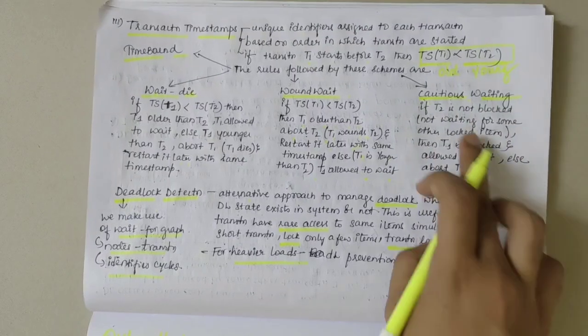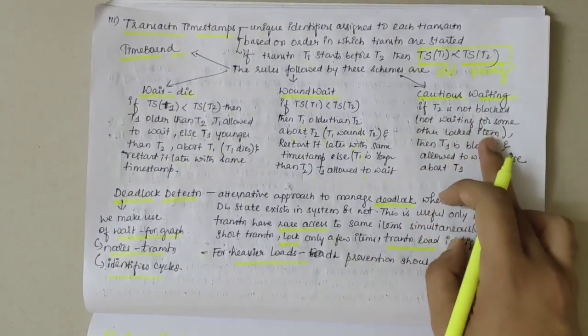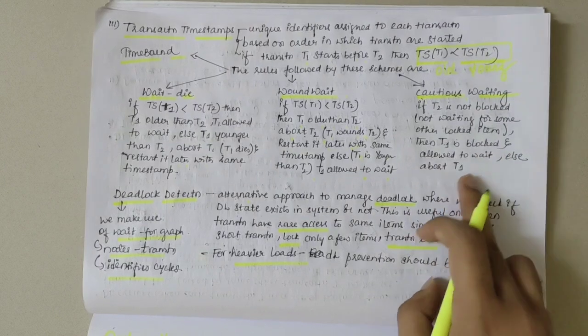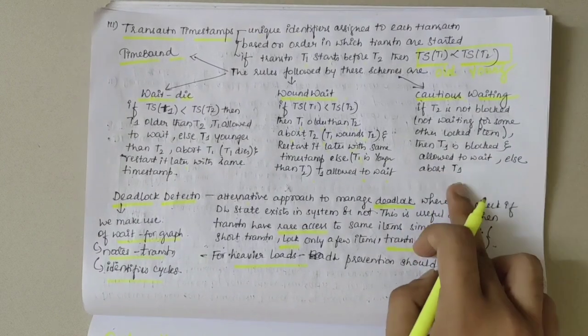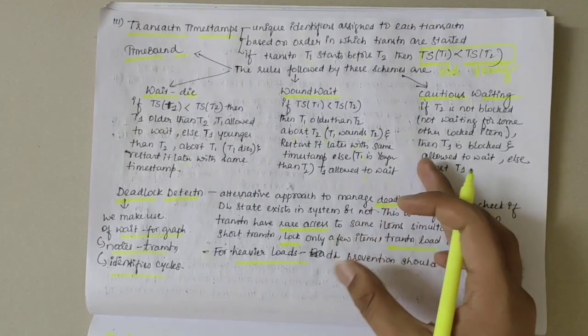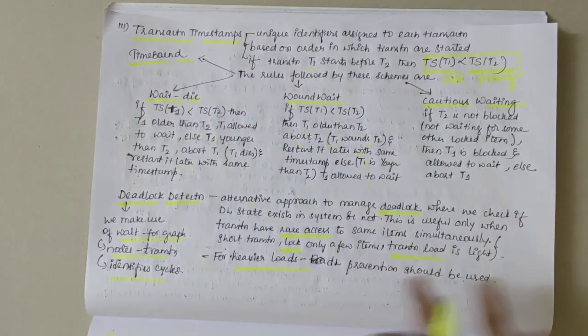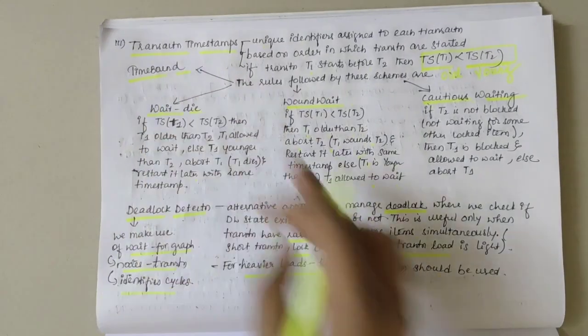Coming to cautious waiting, if T2 is not blocked, that is, not waiting for some other locked item, then T1 is blocked and allowed to wait. Else abort T1. And then we have time bound. Within a particular duration, if that particular transaction is not completed, then abort it. So that's about time bound.